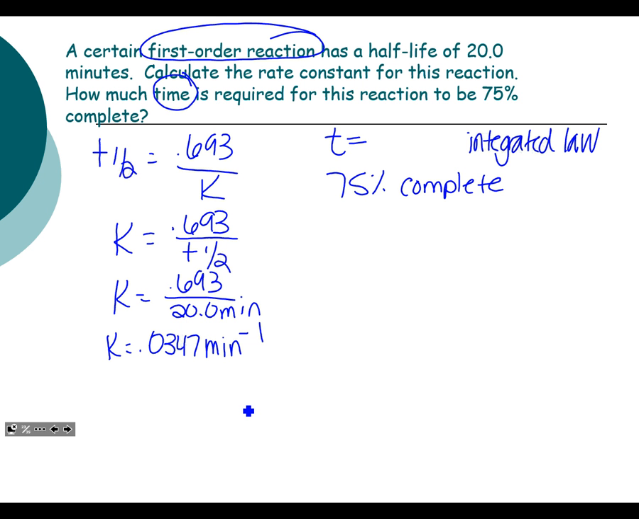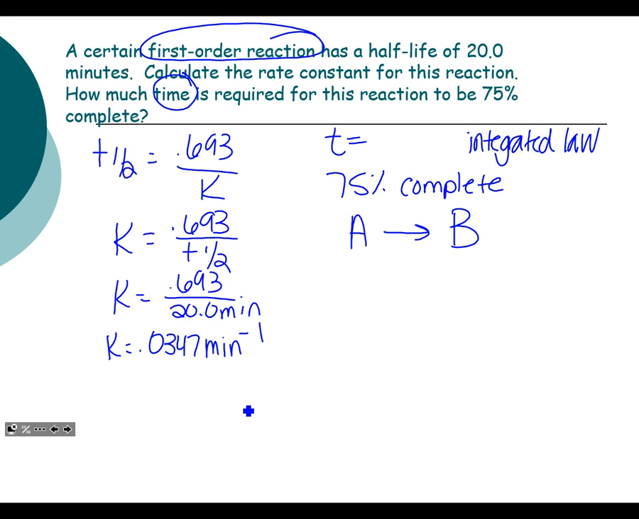Now this is where sometimes we have a little bit of trouble figuring out, we don't have any concentrations to plug in. Well, you can actually use your percentages as your concentration. So look at this very carefully. We have reactant A, and we are going to turn it into product B.